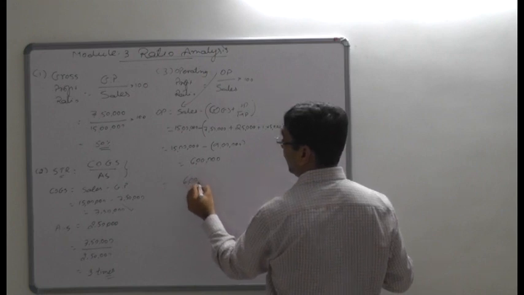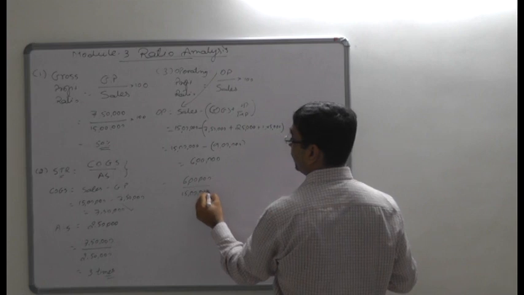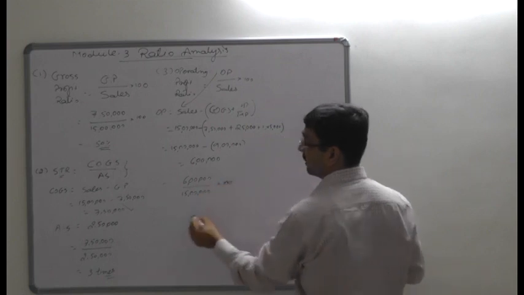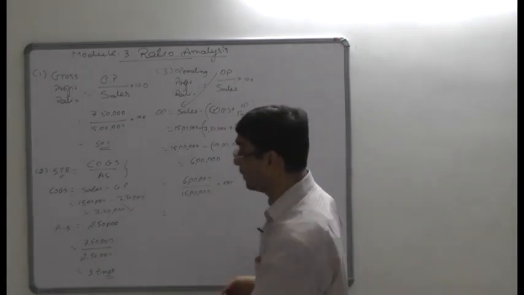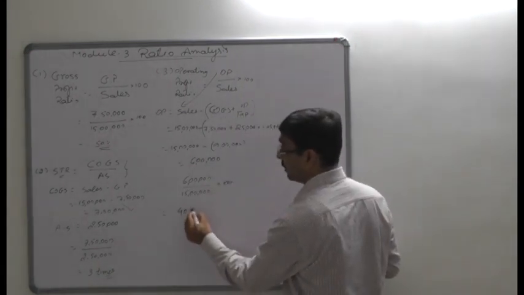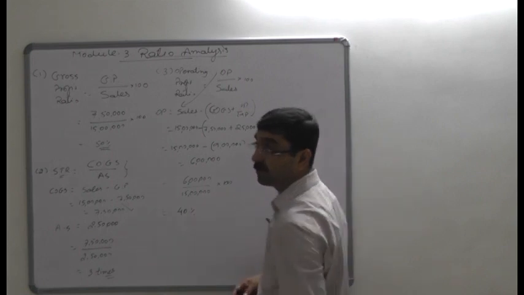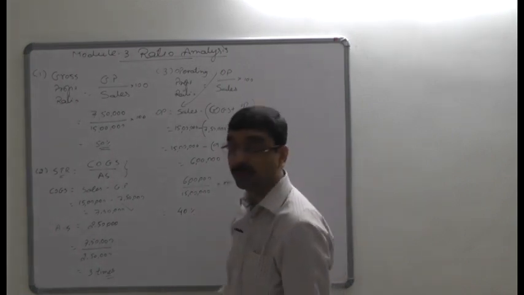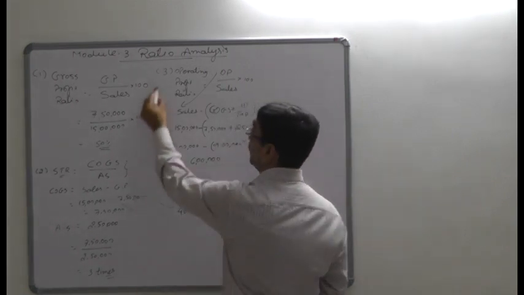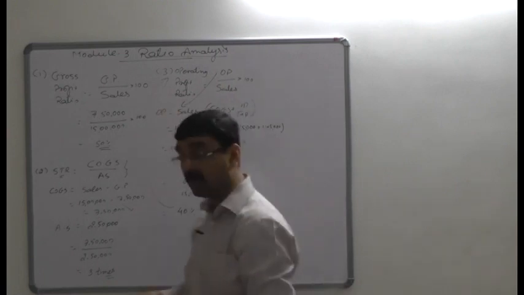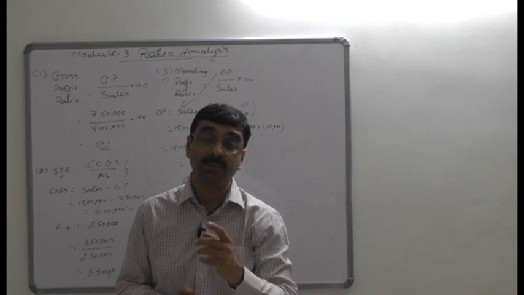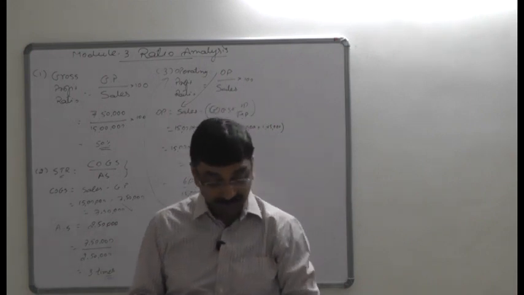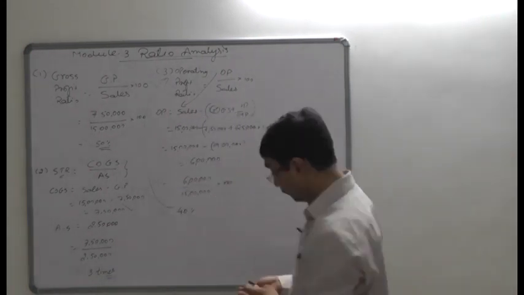And now, 6 lakh divided by 15 lakh. This ratio is also found in percentage. Just check it out. Your answer would be around 40%. So that means the operating profitability, or operating profit margin, of this company against the sales comes to 40%.